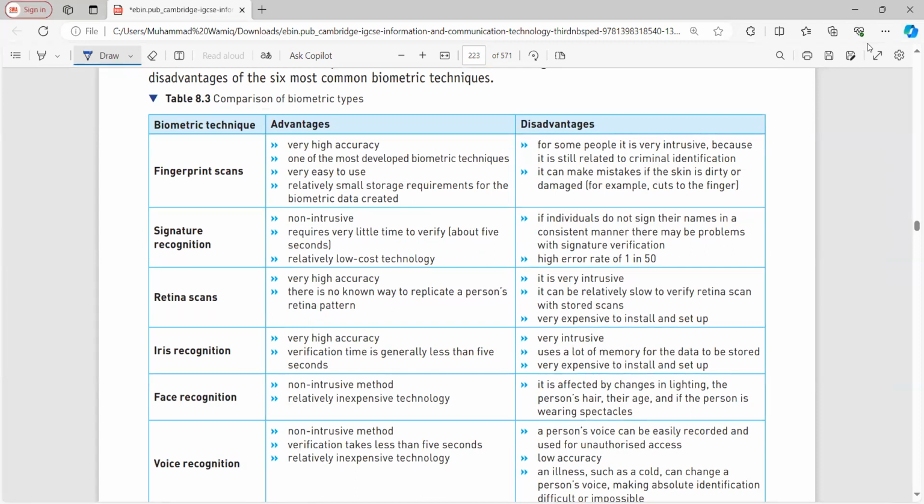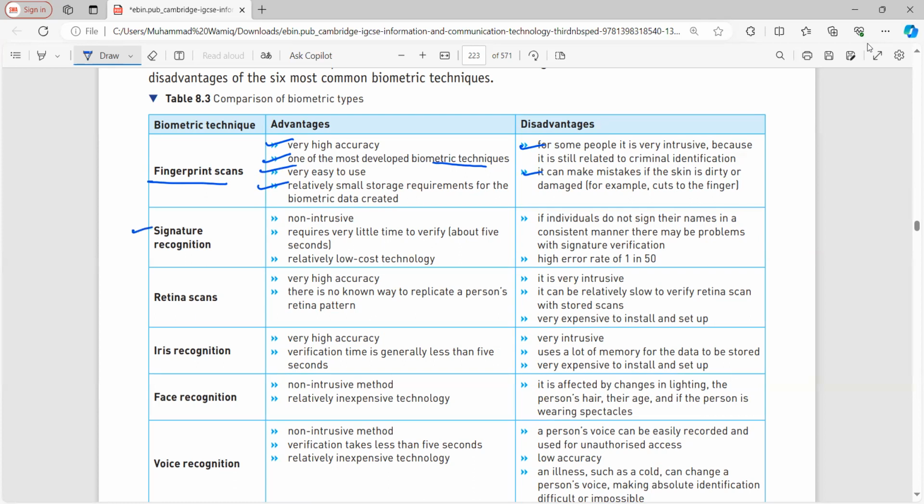First of all, a fingerprint scan has higher security, is easy to use, is the most developed biometric technique, and needs relatively small storage. The disadvantage is that for some people it is very intrusive because it is related to criminal identification as well. It can make mistakes if the skin is dirty. It is not always accurate.